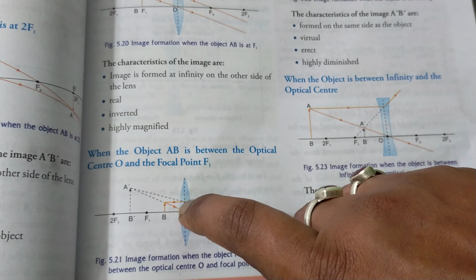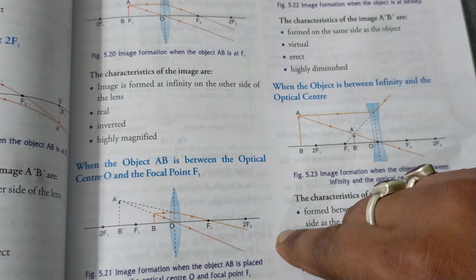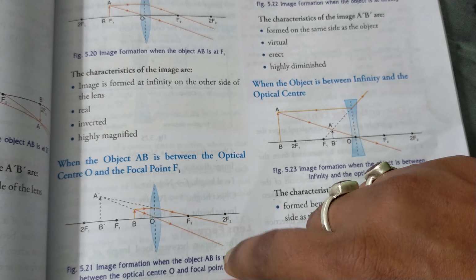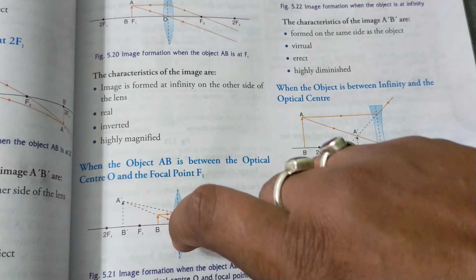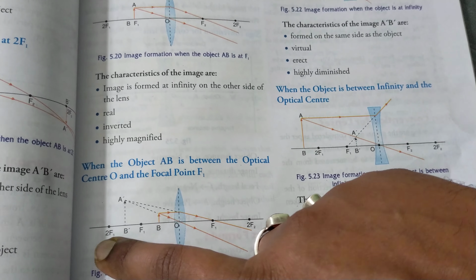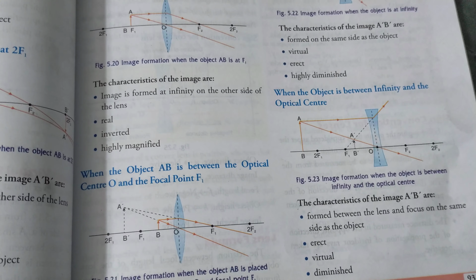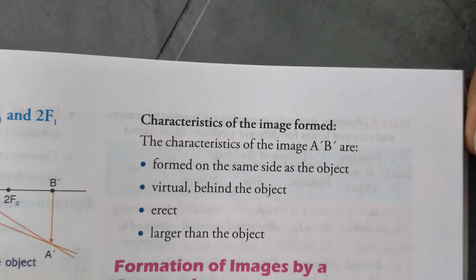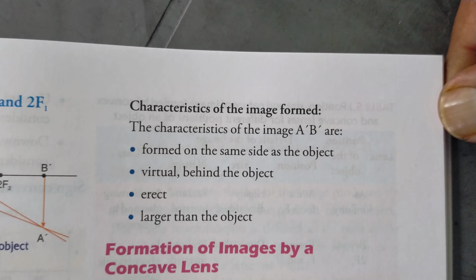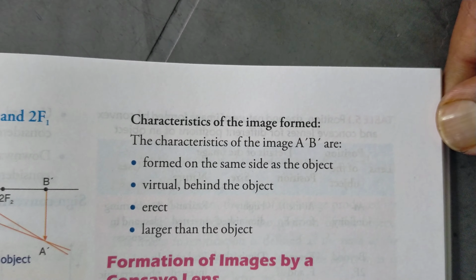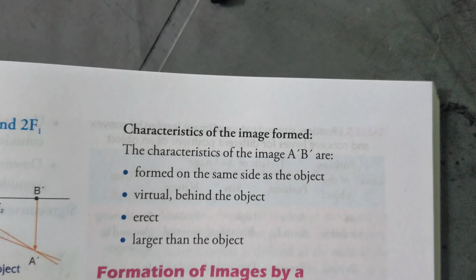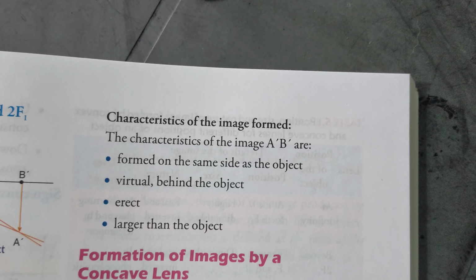First light ray is falling parallel, it passes through focus and it passes through optical center and they appear to meet at a point that is on the same side of the object. That forms a virtual image. The image formed here is on the same side of the object. It is virtual, behind the object, and it is erect and larger than the object. So it forms a magnified image of the object.